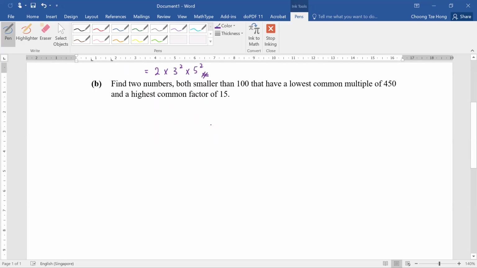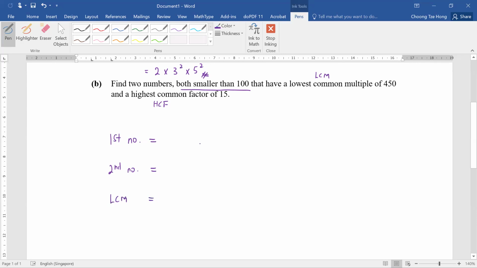Then the next part, find two numbers. The problem given to us is that we are asked to find two numbers which are both smaller than 100. They have a lowest common multiple, LCM, of 450, and a highest common factor of 15. So we are asked to find two numbers, the first number and the second number, and the LCM is 450.